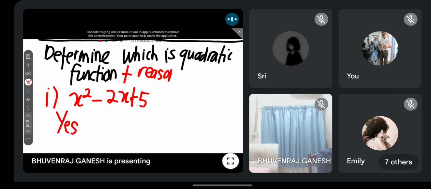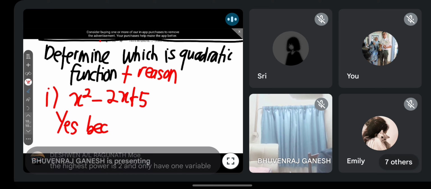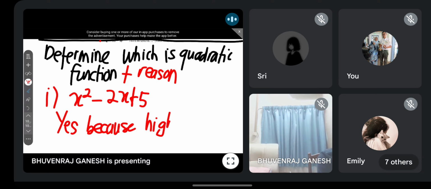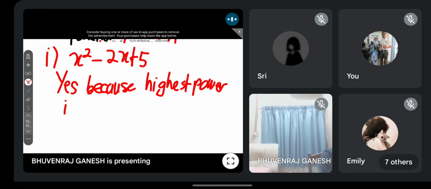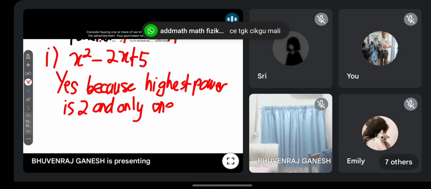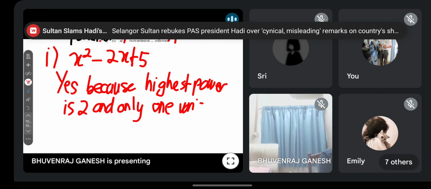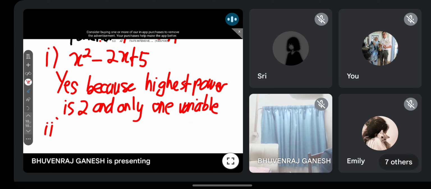Very good. Okay, that's how you must write. Exactly. Okay, because highest power is 2 and only one variable. Sometimes they can ask this in your paper also. Sebab kuasa tertinggi adalah 2 dan hanya ada satu pemboleh ubah, and only one variable. Okay, this one is the first example. I think it's quite easy for you all to identify, but we can go more complex.